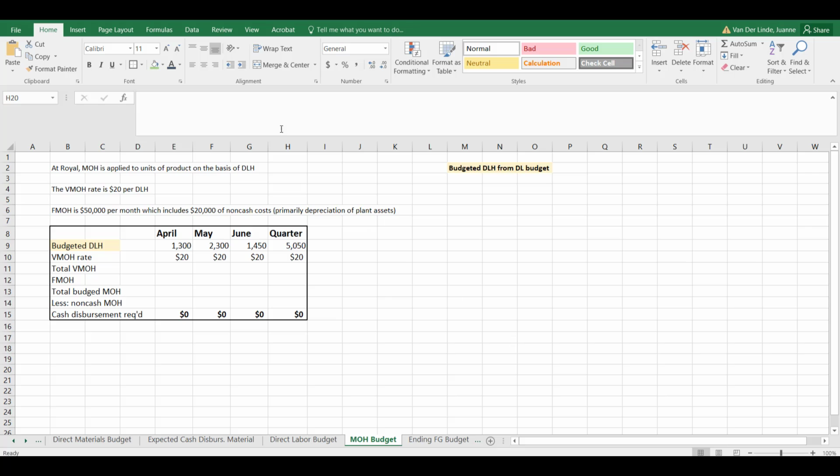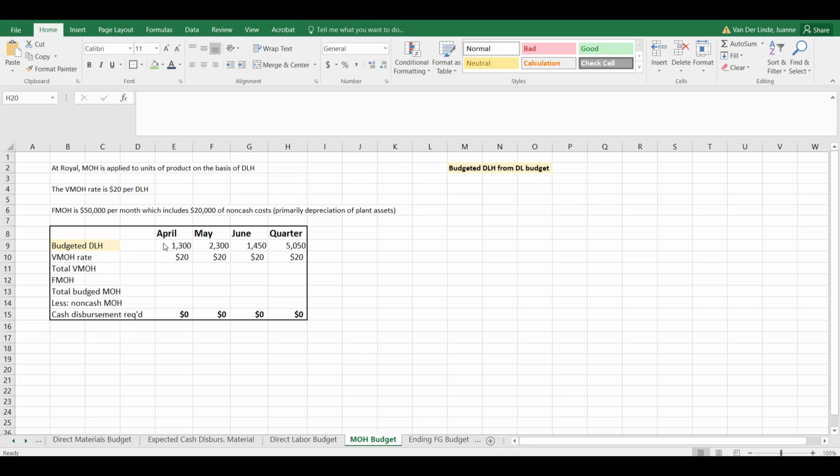So here it says that at Royal, manufacturing overhead is applied to units of product on the basis of direct labor hours. The variable manufacturing overhead rate is $20 per hour. The fixed manufacturing overhead is $50,000 per month, which includes $20,000 of non-cash costs, primarily depreciation of plant assets. So remember, something like depreciation is not something you write a check for. It's a kind of cost we incur, but it's not something we pay, right? It's a systematic allocation of costs. So $20,000 of that $50,000 we're not paying in cash. So that will be factored in the cash disbursement.